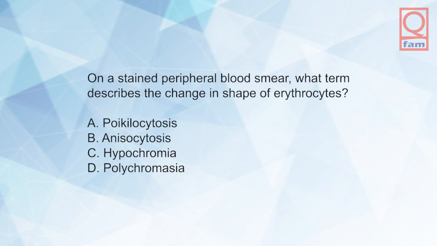On a stained peripheral blood smear, what term describes the change in shape of erythrocytes? A. Poikilocytosis. B. Anisocytosis. C. Hypochromia. D. Polychromasia. The answer is A. Poikilocytosis.